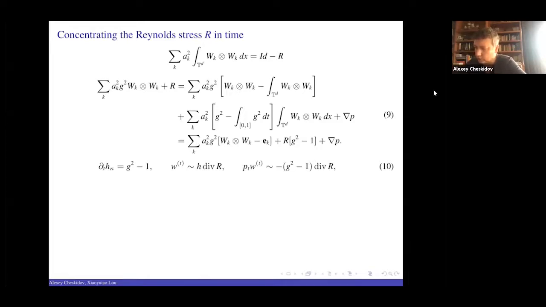about this procedure of concentrating the Reynolds stress in time. In some sense, it's quite similar to the first step in the construction. Okay, so let me try to draw some pictures.